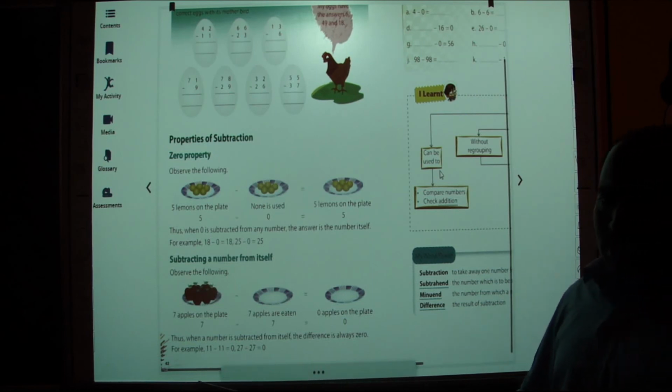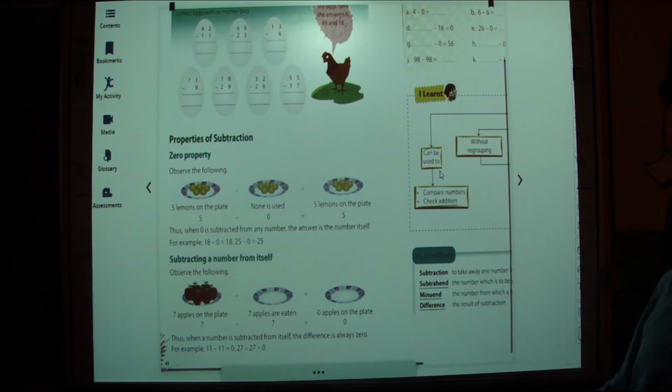That means 11 minus 11 is equal to 0. 27 minus 27 is equal to 0. 9 minus 9 is equal to 0. 8 minus 8 is equal to 0. So it is itself, and itself is 0.